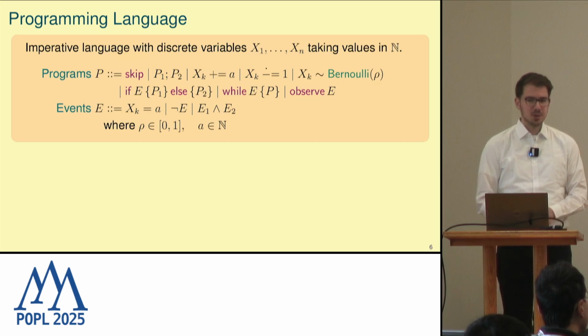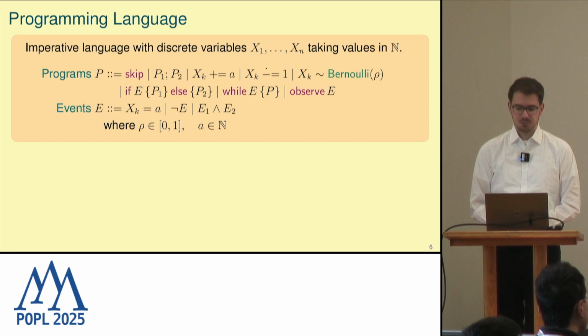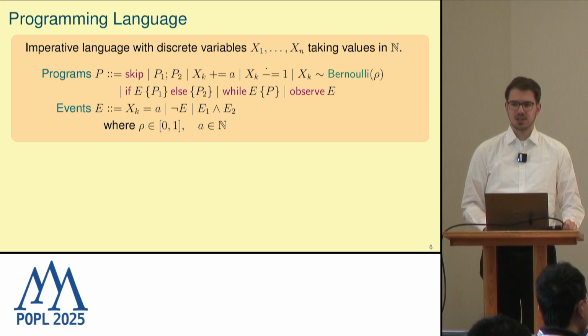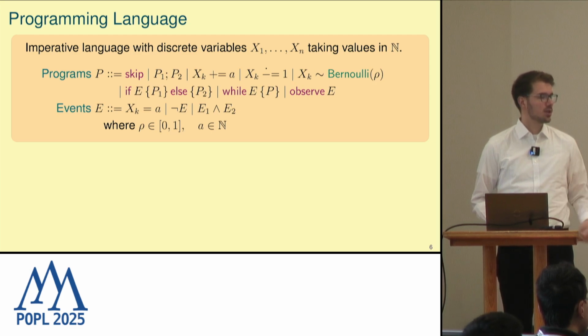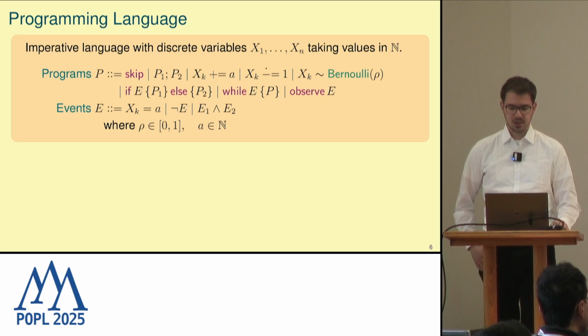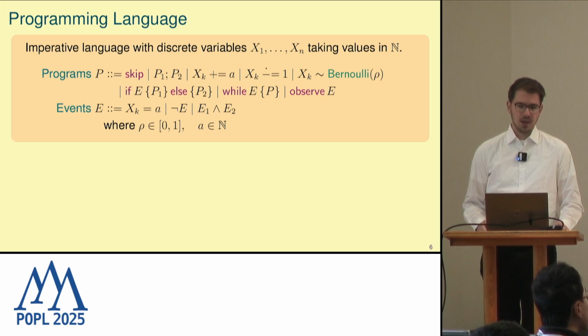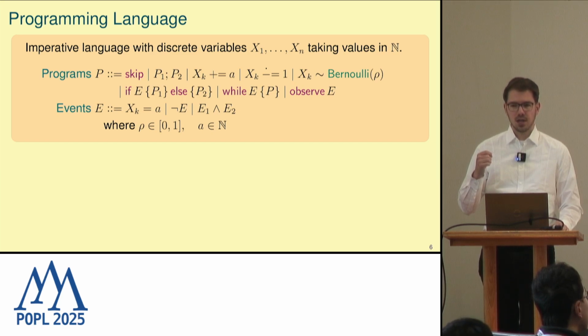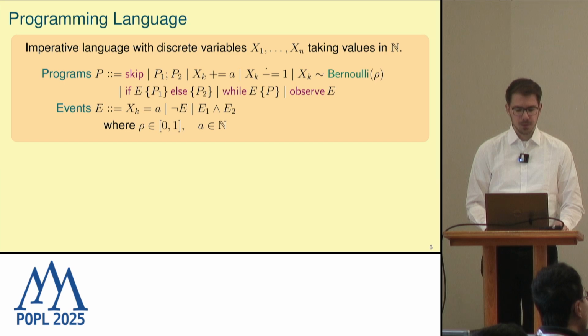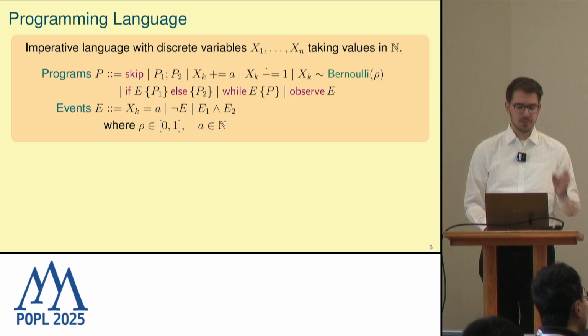But first, let me quickly introduce the programming language that we consider. It's a fairly minimal imperative programming language with a fixed number of discrete variables, which, as I said, take values in natural numbers. We have the usual program constructs like branching, loops, observations, and we can increment variables by a constant, decrement them, and sample from Bernoulli distributions, so do coin flips. And the events we can observe and branch on consist of comparing a variable with a constant and logical connectors.